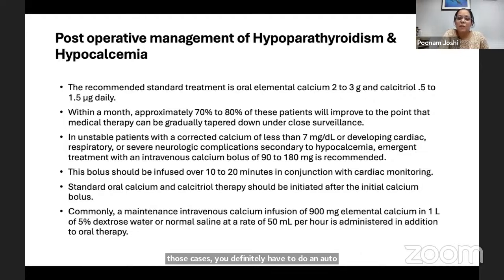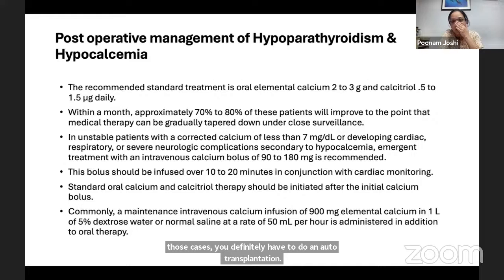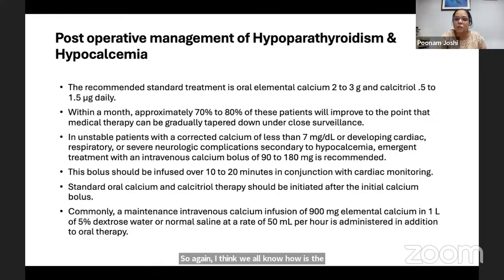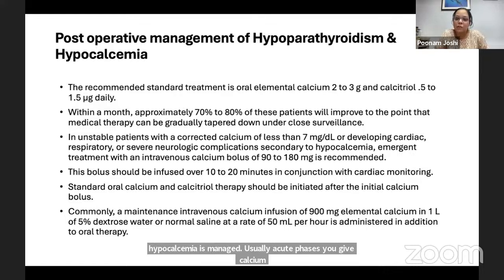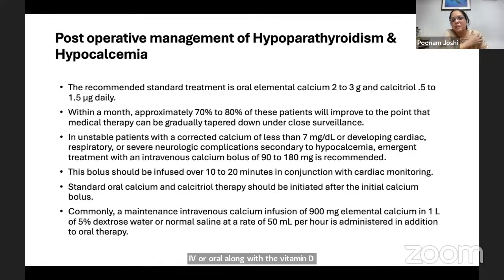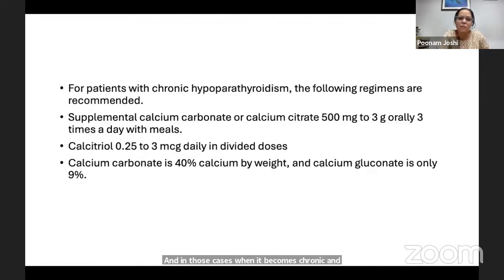So again, I think we all know how post-operative hypocalcemia is managed. Usually in acute phases, you give calcium, IV or oral, along with the vitamin D supplement. And in most cases, the patients recover in a month. In those cases when it becomes chronic, most of the time we continue with higher doses of calcium and we titrate the levels. We keep on seeing the levels. But one thing we have to be careful about is what formulation we are giving to the patient, because different formulations will have different doses of elemental calcium. So please look into what kind of formulation you are giving.